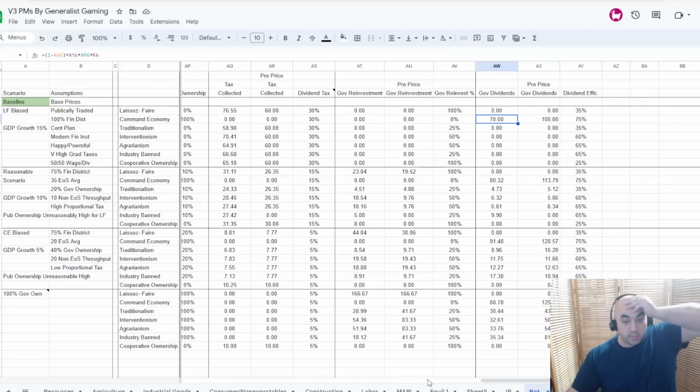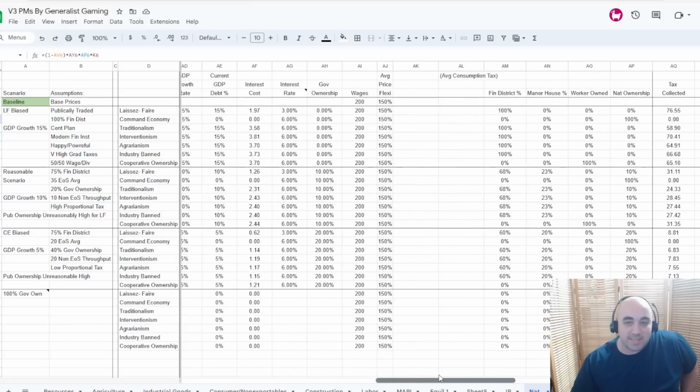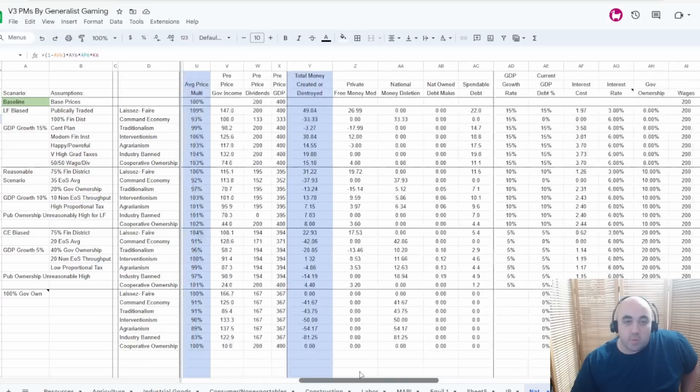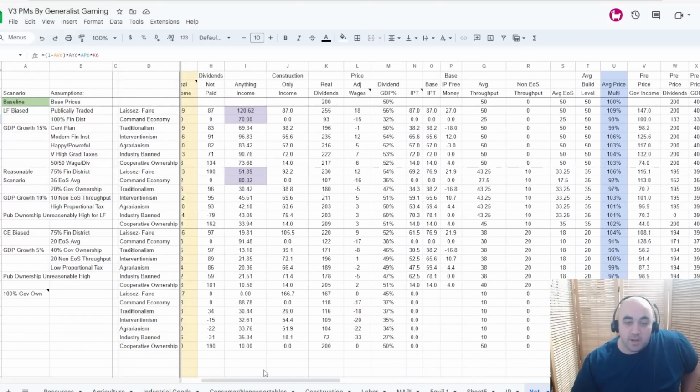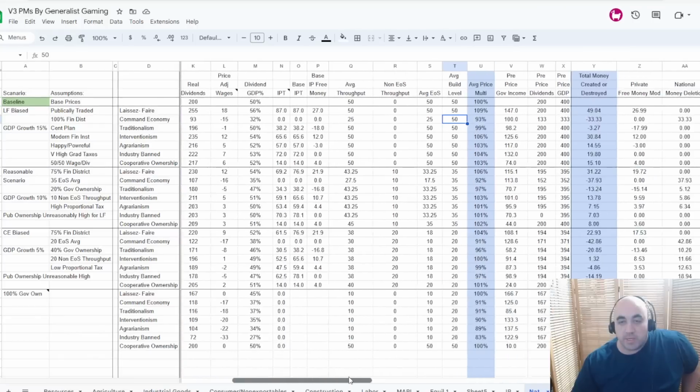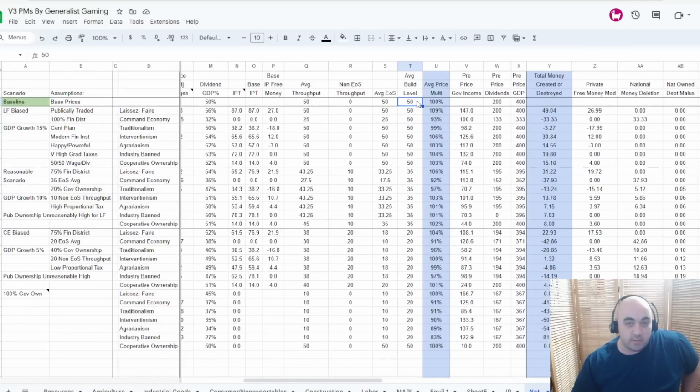In the base condition, we had 200 government dividends. How has it got down all the way to 70? What is going on, my guy? What is this insanity? So what's going on is that, first of all, we have this throughput penalty. Instead, our average building level is 50, which means that in the baseline condition, we have 150% of a building per building.